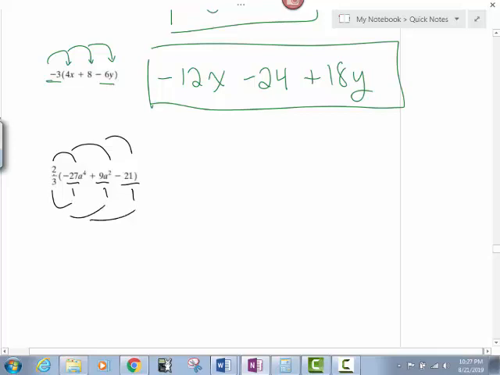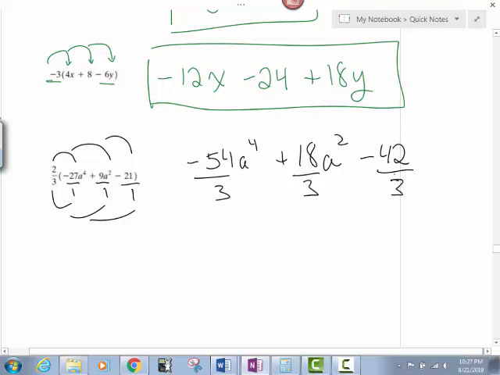So the top numbers get multiplied with the top numbers, and the bottom numbers get multiplied with the bottom numbers. So 2 times a negative 27 is a negative 54, then a to the 4th. 2 times 9 gives me an 18 with an a squared. And 2 times negative 21 gives me a negative 42. Now let's come back and do the bottom. Well, look, it's 3 times 1, 3 times 1, 3 times 1. Each of those numbers are 3.